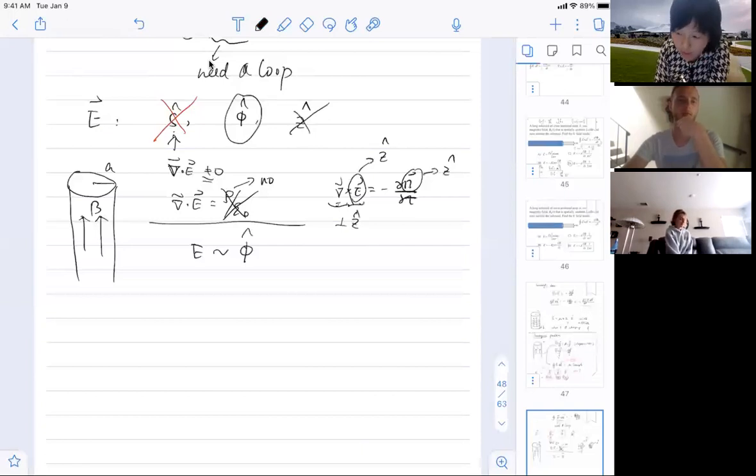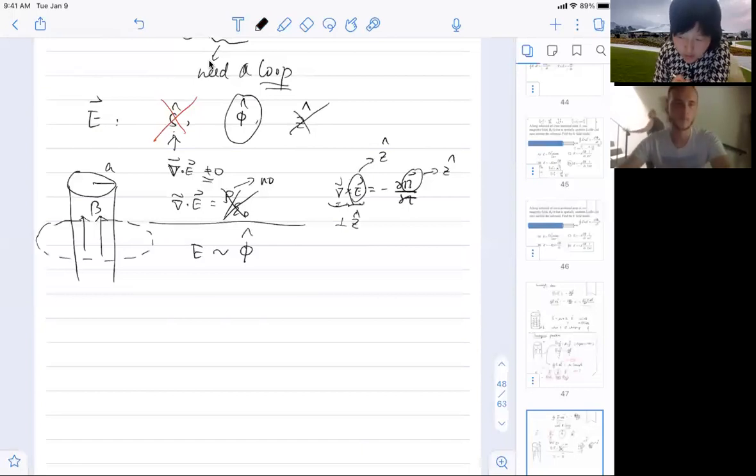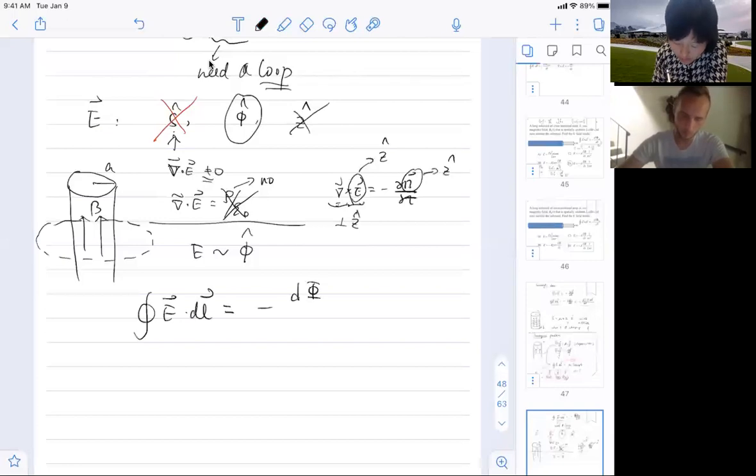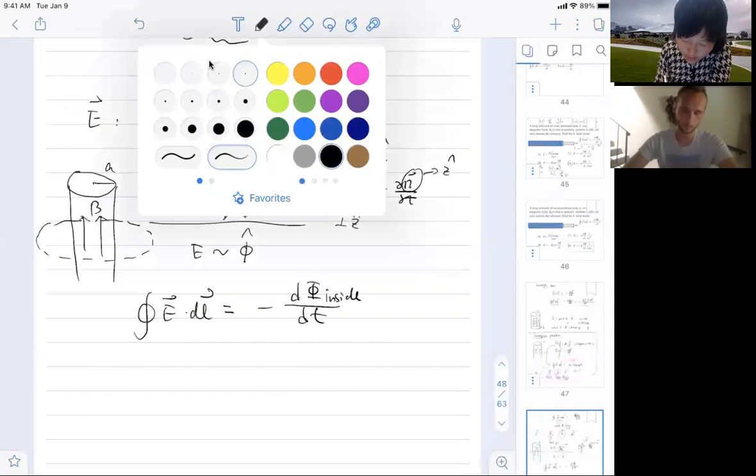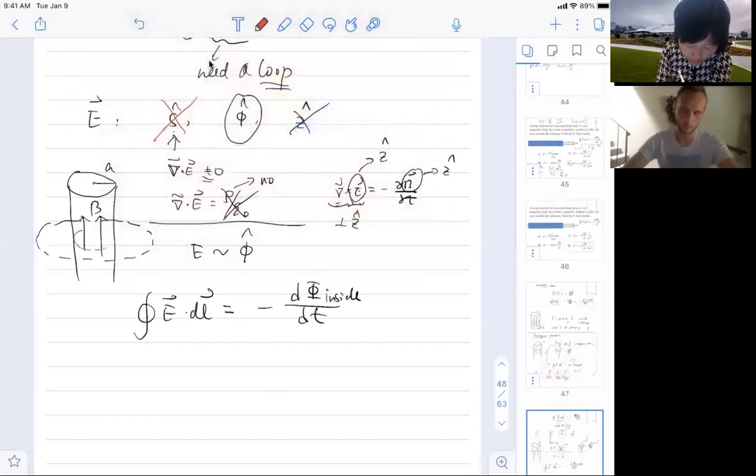Okay, so which means if I had to draw a Faraday loop, I need a Faraday loop. I need to draw the same one as I had before. This is my Faraday loop. So I'm going to say, okay, E dl is equal to d phi dt. So what if I try to do the inside first? Of course, if it is inside, I should have drawn a loop inside. This is a loop outside. This one becomes E 2 pi s.